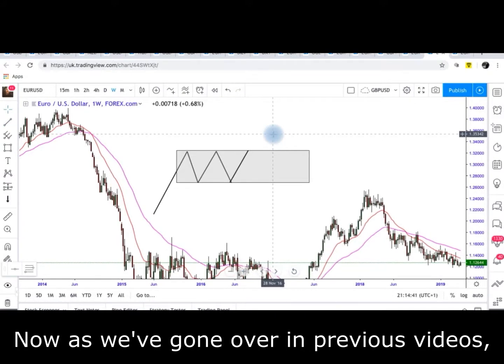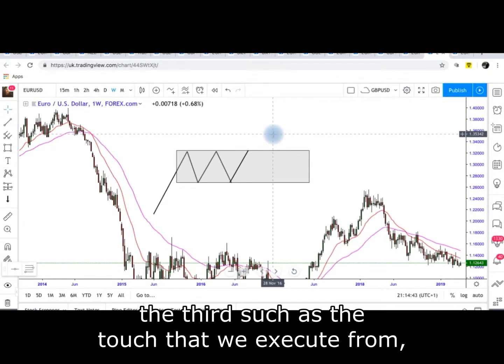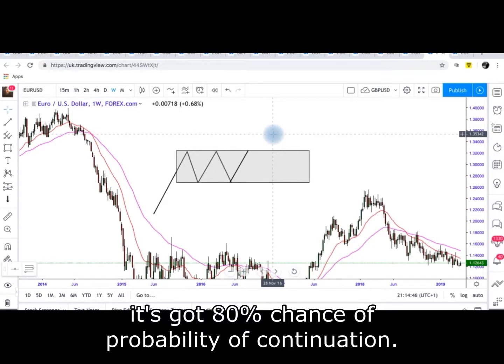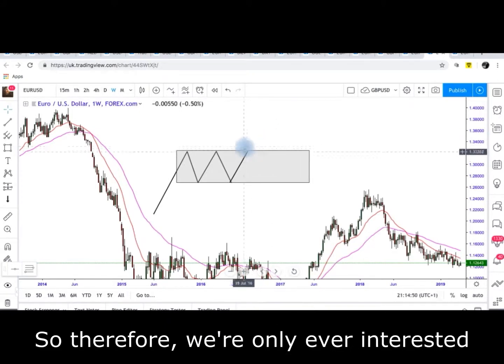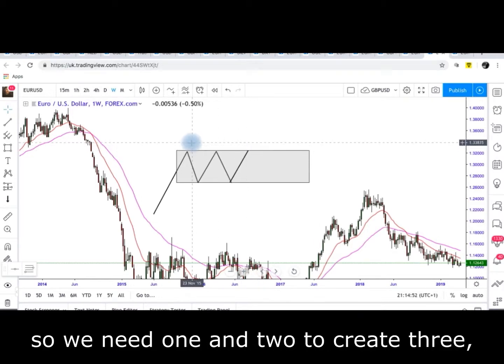As we've gone over in previous videos, the third touch is the touch that we execute from. It's got an 80% probability of continuation. So therefore, we're only ever interested in this third touch. So we need 1 and 2 to create 3.